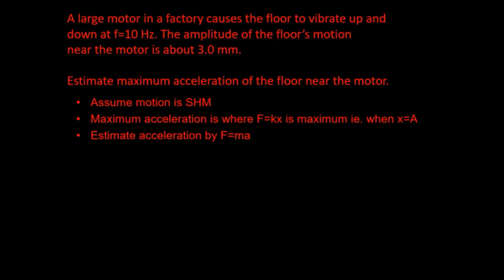So for our next example, we're going to look at a large motor in a factory. As this motor is running, it will cause the factory floor to vibrate up and down at a frequency of 10 Hz. The amplitude of the floor's motion near the motor is about 3 millimeters.